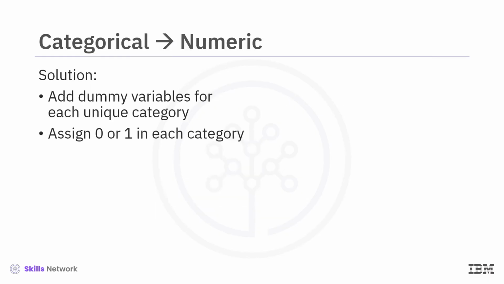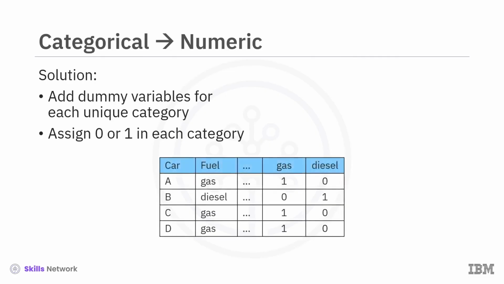We encode the values by adding new features corresponding to each unique element in the original feature we would like to encode. In the case where the feature fuel has 2 unique values, gas and diesel, we create 2 new features, gas and diesel.